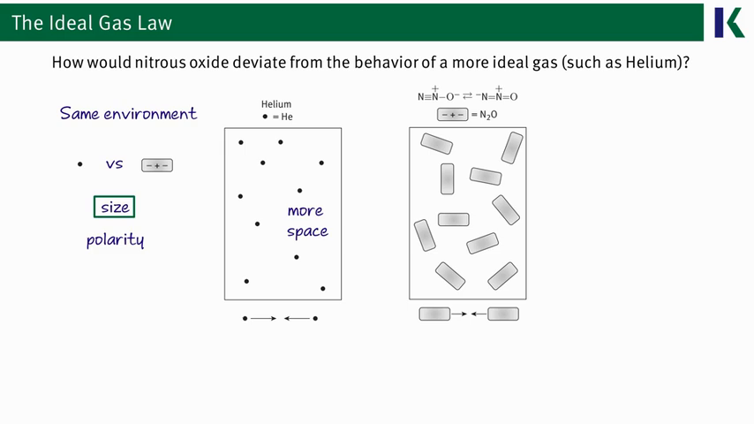The volume of the container would no longer be accurate because too much space is being taken up by the balls themselves, and likewise, the pressure would no longer be accurate. How about the other difference, polarity? To explore this, let's think about a collision.